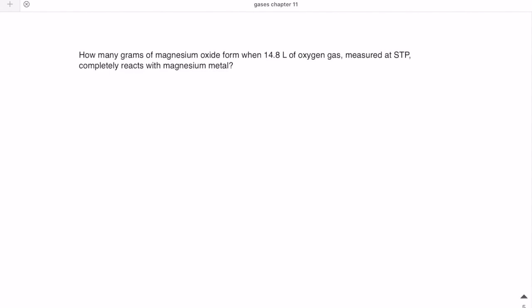Here it says you are asked to find the number of grams of magnesium oxide when 14.8 liters of oxygen measured at STP completely reacts with magnesium metal. Just like any stoichiometry problem, the first thing is to write the balanced chemical equation. So we have a reaction between magnesium and oxygen to produce magnesium oxide. You balance the equation, it should look like that. What we're told is we have 14.8 liters of oxygen. The magnesium is in excess, so clearly oxygen is the limiting reactant.